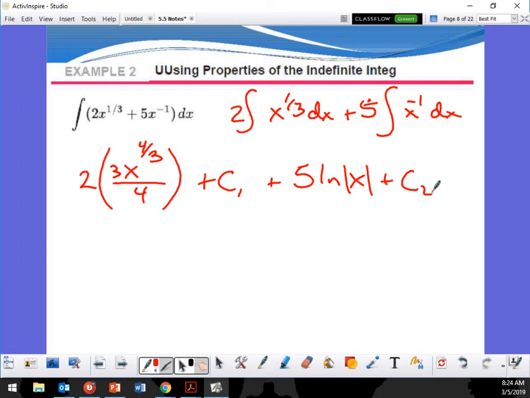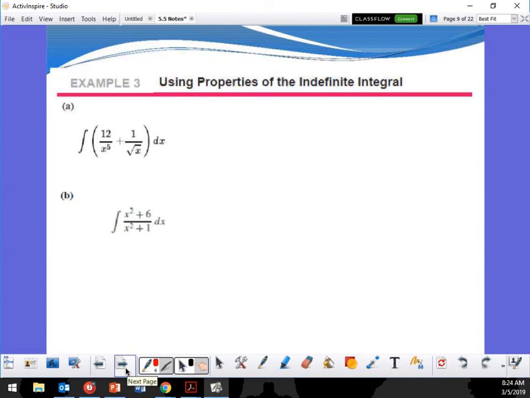Now I have 2 constants. I don't know what they are, but when I add them up, I just get another constant, so I'm going to call it one constant. Now I reduce this: it's 3/2 x to the 4/3 plus 5 ln of x plus c. Make sense? Okay, good.